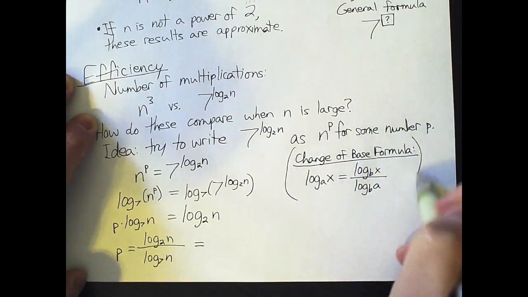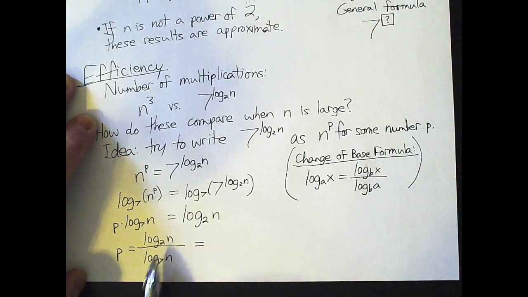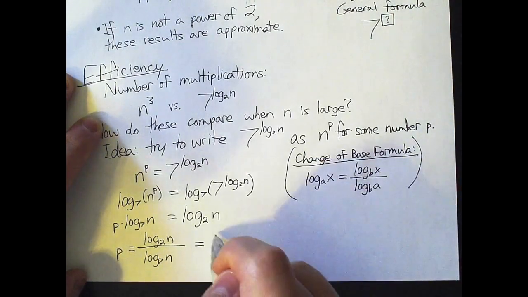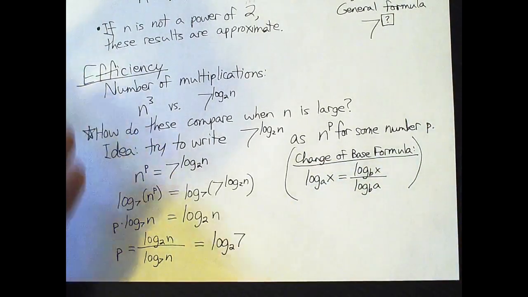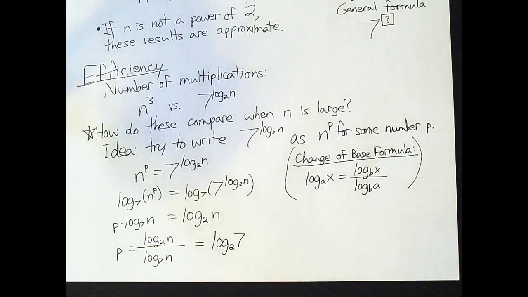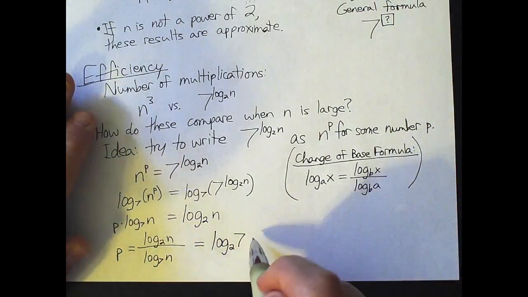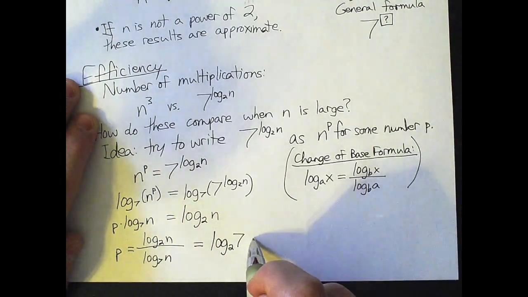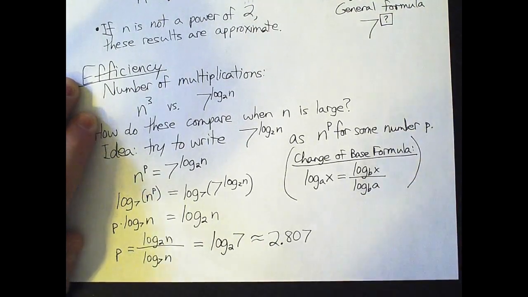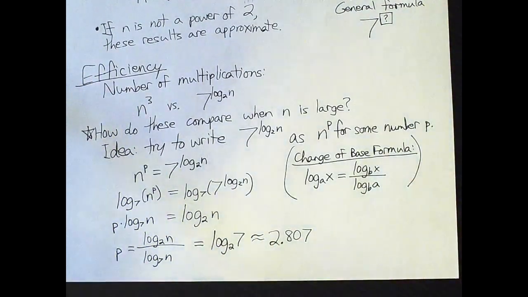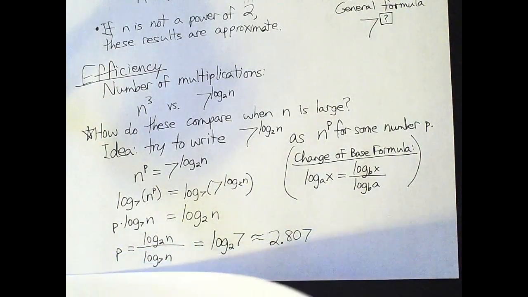So by the change of base formula, if I have log base 2 of n over log base 7 of n, I can actually change this to log base 2 of 7. And that is much nicer because it doesn't have anything unknown. There's no n's in it. It's just a number. So that's kind of a cool use of the change of base formula. And by the way, log base 2 of 7 is approximately 2.807. I told you that I was expecting this to be a number less than 3.